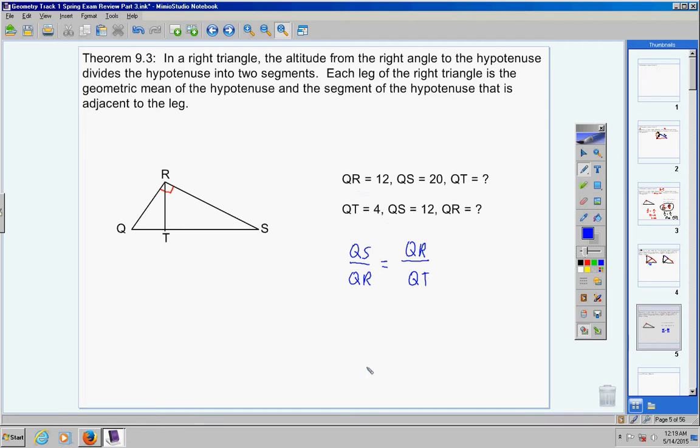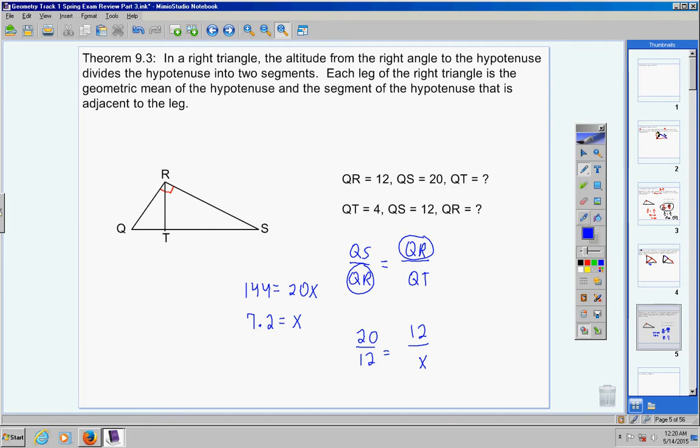QR is 12, so I'm going to put a 12 here and a 12 up here for QR and QR. QS is 20, so I'll put a 20. And we're solving for QT, which is here, so X. So 12 times 12 is 144. 20 times X is 20X. Divide both sides by 20, and I don't have a calculator. Yeah, here's one right here. 144 divided by 20 is 7.2. So 7.2 is x, which is QT.